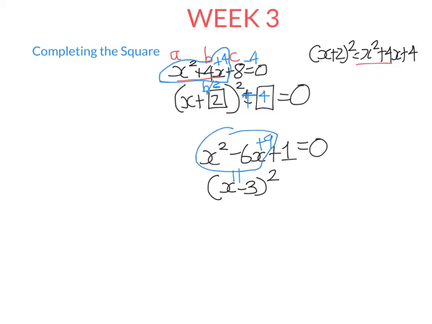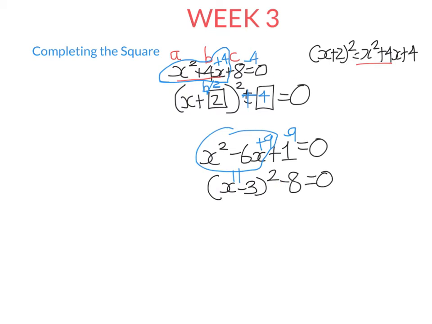These two things are equal. But again, I can't just add a 9. If I add it, I have to take it away so that the equation's still balanced. So what goes outside the brackets is 1 minus 9, which is minus 8. So this is another example of completing the square.